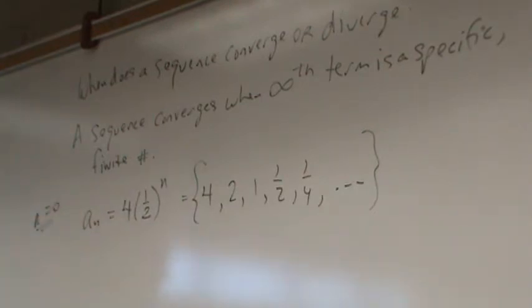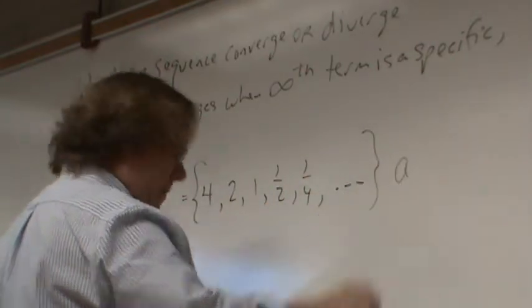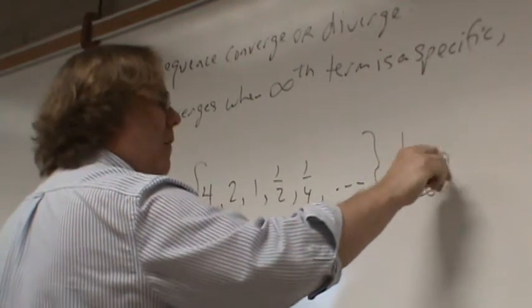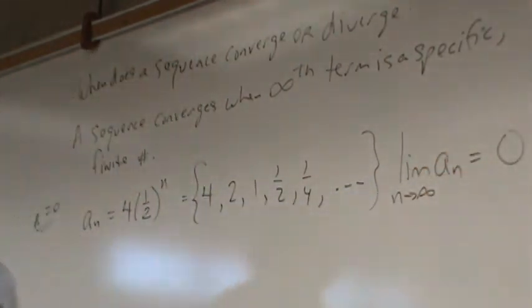Converge. How many people say it converges? Yay, and what does it converge to? It converges to 0. The limit as n approaches infinity of a sub n is equal to 0. The infinitieth term is 0. You're not adding it, you're looking at the terms themselves. Granted, the sum of them does add up to 8. But I'm asking for the sequence itself, and the sequence converges to 0.